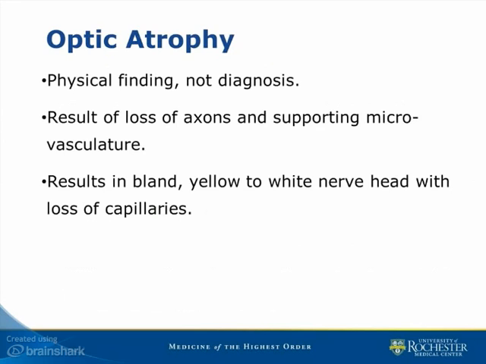When evaluating a patient with optic atrophy, it's important to remember that optic atrophy is a physical finding, not in and of itself a diagnosis. It's a result of loss of axons and supporting microvasculature, and it results in a bland appearing yellow to white nerve head with loss of the surface capillaries.